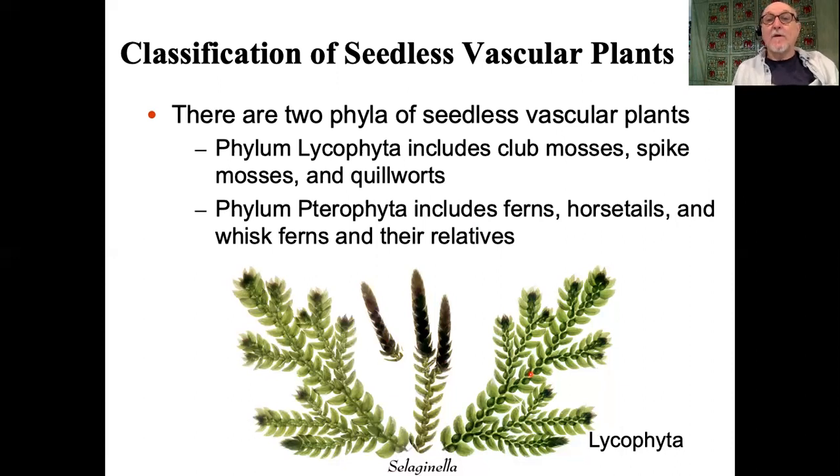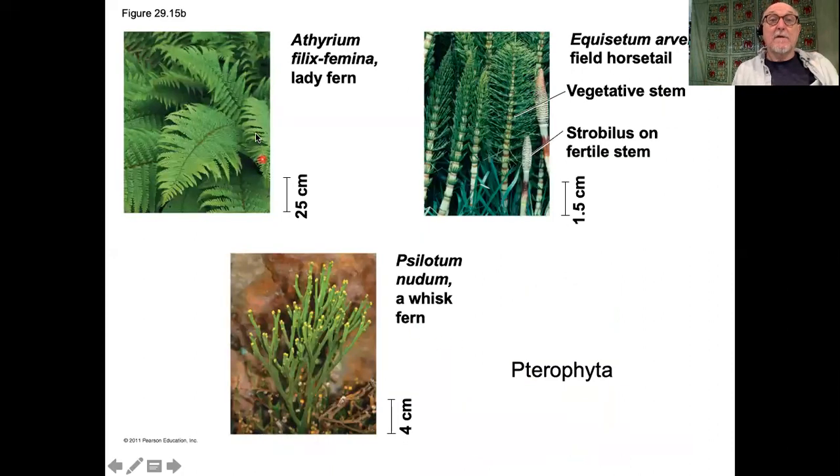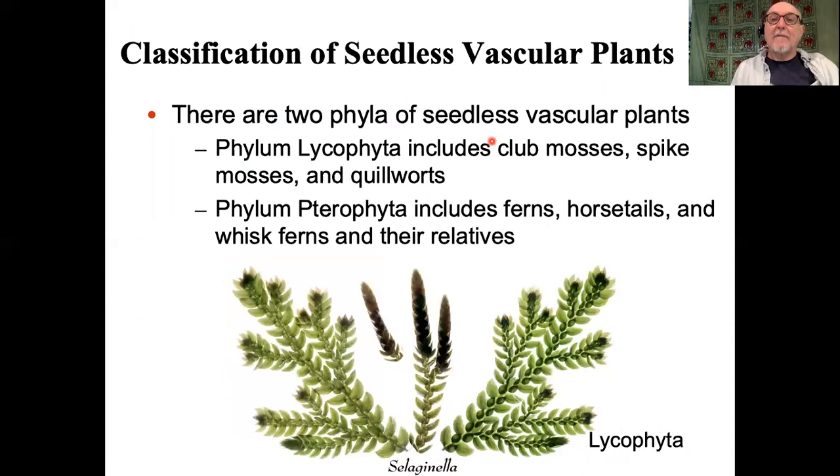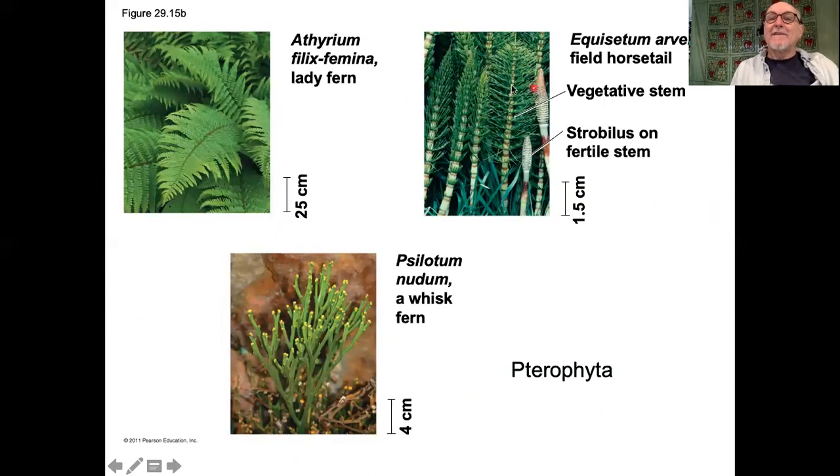The other group are called the Pterophyte, and those are the true ferns, horsetails, and another group called the whisk ferns. So these are the ferns that you're familiar with. These you may also have seen. These are called the horsetails, I'm sorry, and these here are called whisk ferns.